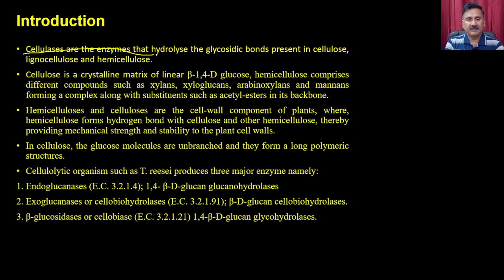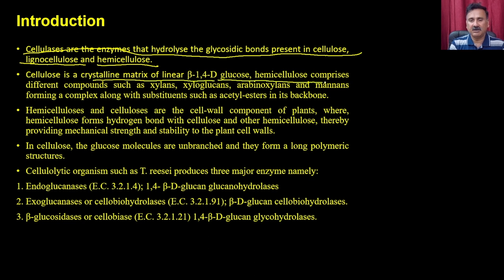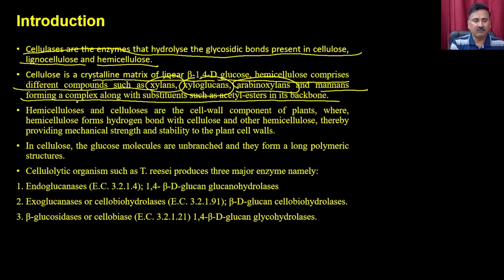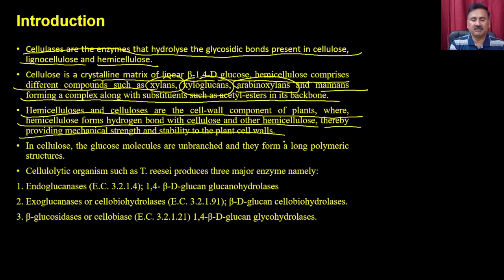Cellulases are the enzymes that hydrolyze the glycosidic bonds present in cellulose, lignocellulose and hemicellulose. Cellulose is a crystalline matrix of linear beta-1,4 glucose. Hemicellulose comprises different compounds such as xylans, xyloglucans, arabinoglucans and mannans, forming a complex along with substituents such as acetyl esters in its backbone. Hemicellulose and cellulose are cell wall components of the plant, where hemicellulose forms hydrogen bonds with cellulose and other hemicellulose, thereby providing mechanical strength and stability to the plant cells. In cellulose, the glucose molecules are unbranched and form a linear polymer structure.